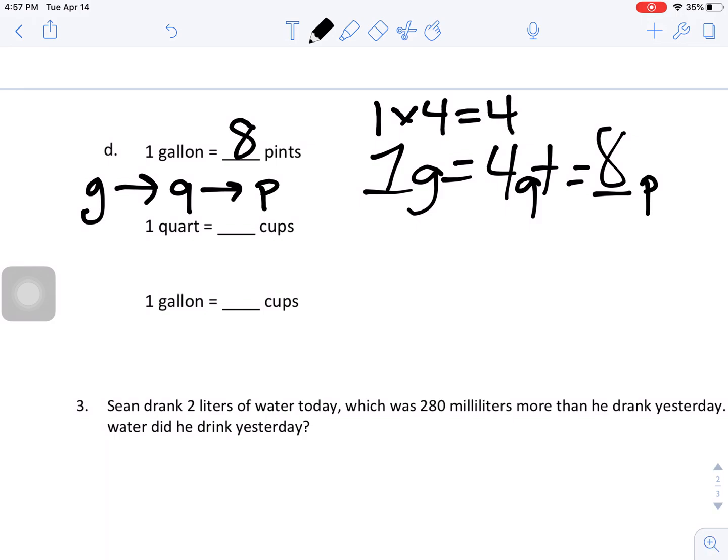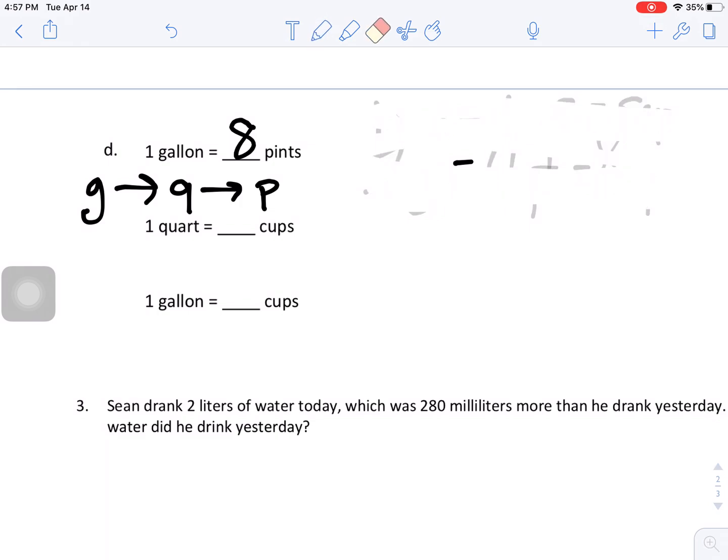And then I know that each quart has 2 pints. So 4 quarts of 2 pints would give me 8. And these would be pints. So you could use the conversion tables, or if you don't want to keep scrolling up and down, you could remember the multiplication rule. And now I'm going to go from quarts to cups.